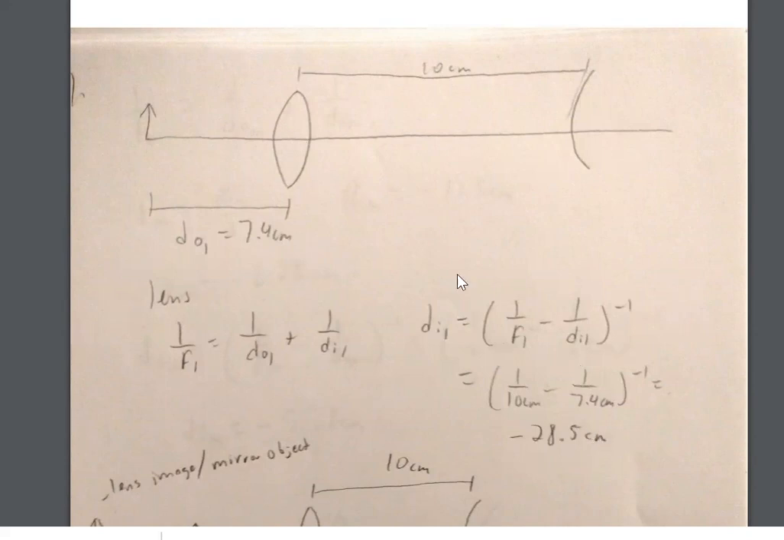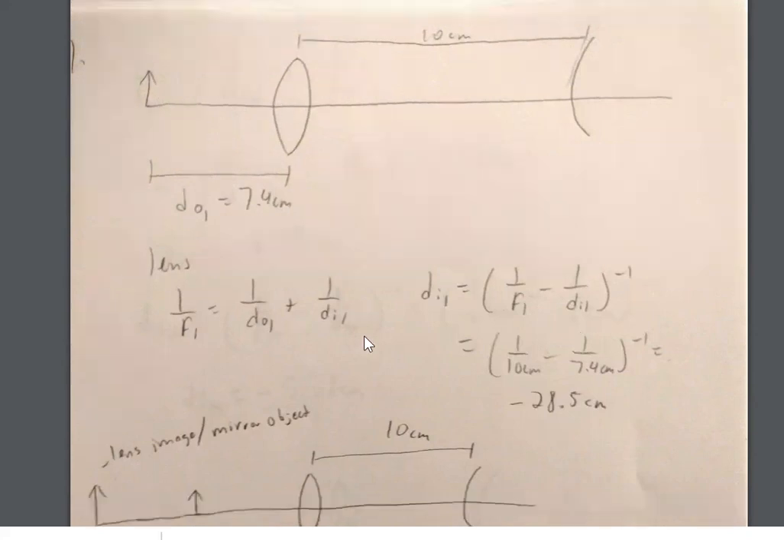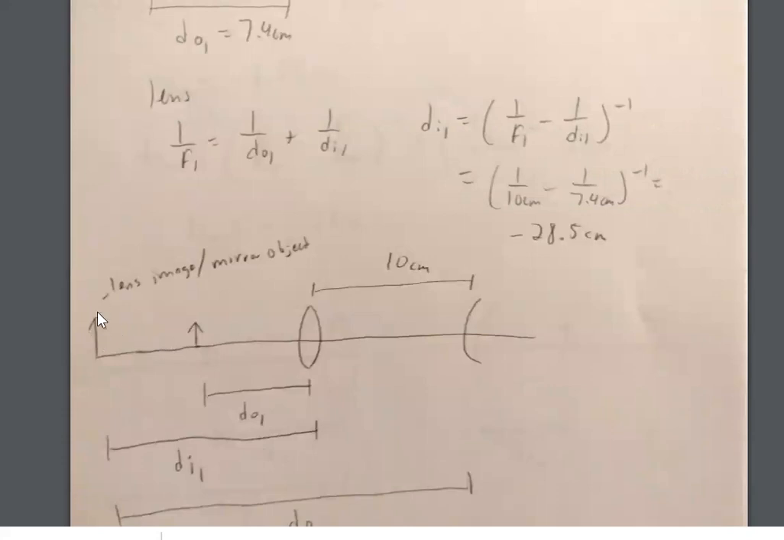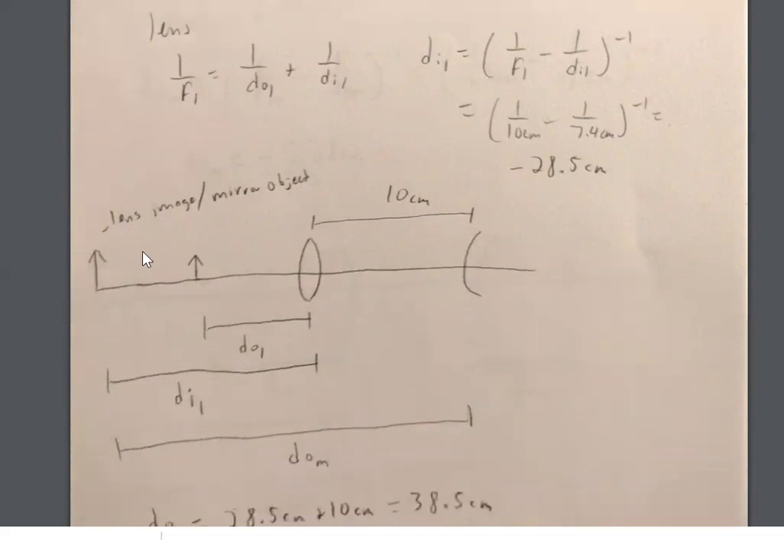So this is a virtual image, which means that it's in front of the lens. So if we draw that again, it looks something like this. So here's our object. Here's the image formed by our lens. So this is our object distance for our lens. It's the L here. And this is our image distance from our lens. Now, the image acts as the object for the mirror. So this distance between the image from our lens and our mirror is our object distance for the mirror.